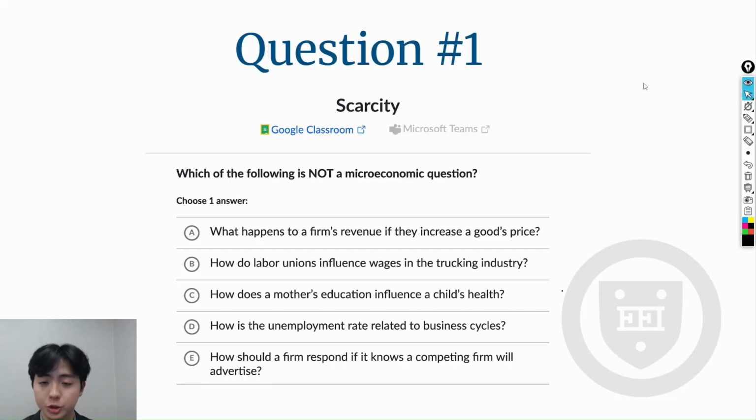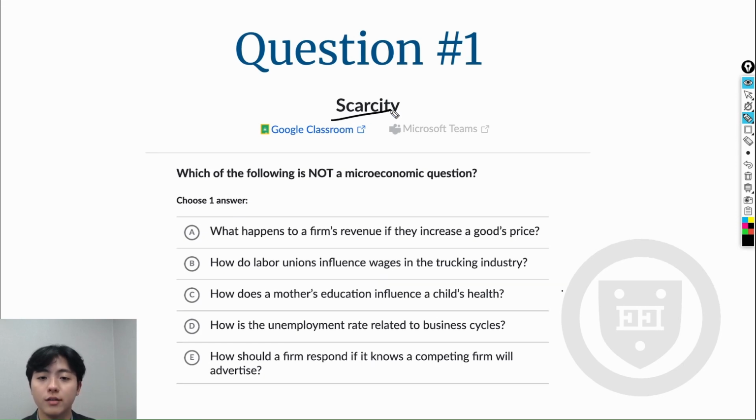So the first question on our list is the question of scarcity. Scarcity is a very important topic. It's one of the initial topics in your book. You can find it in unit number 1, which talks about basic economic concepts.